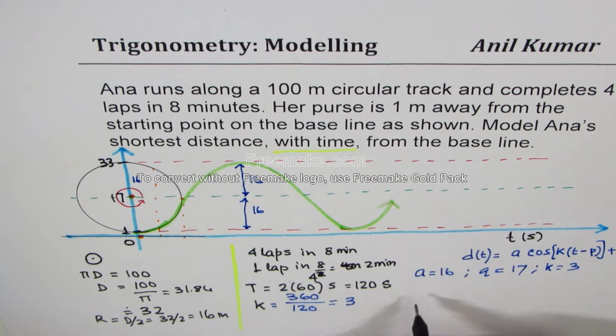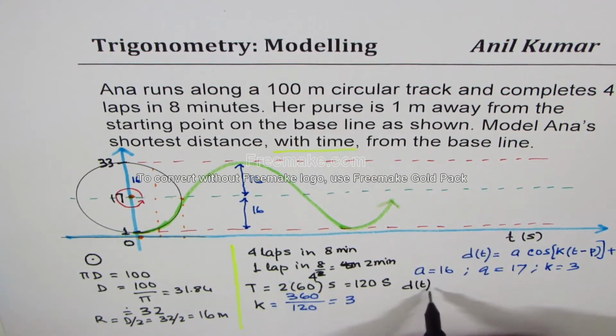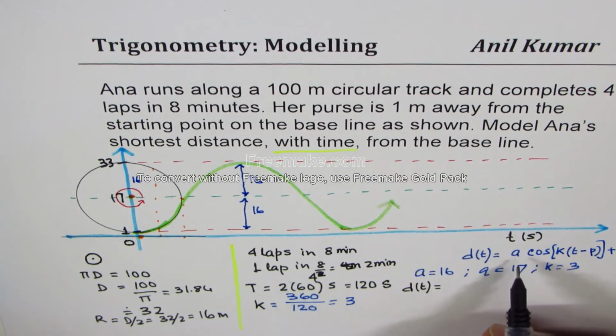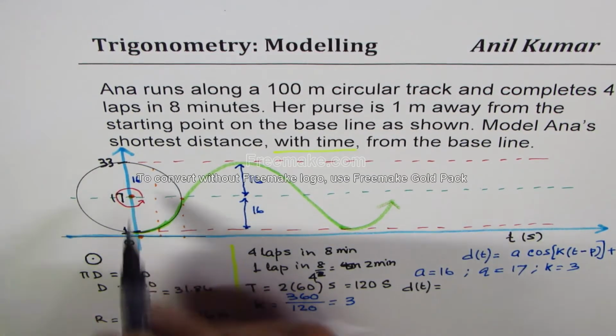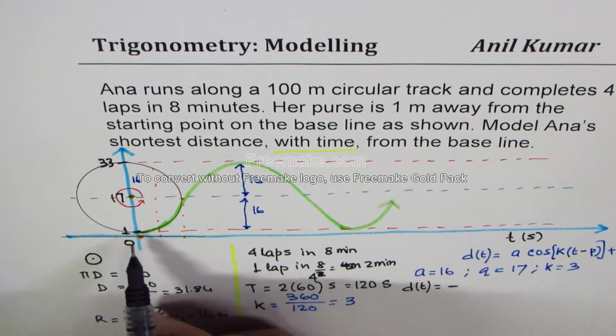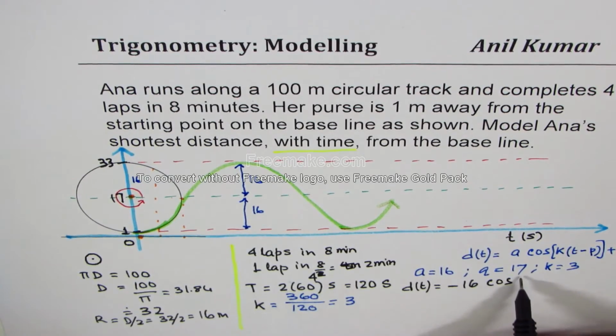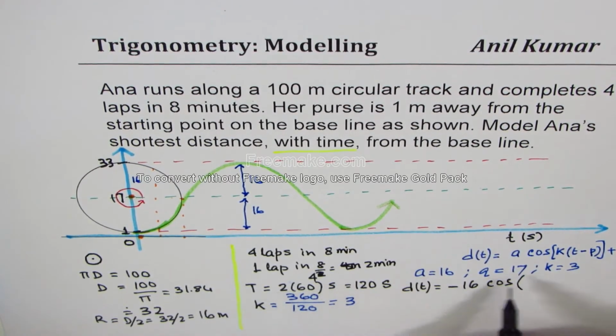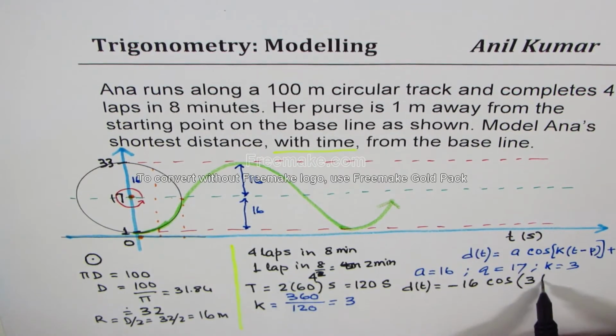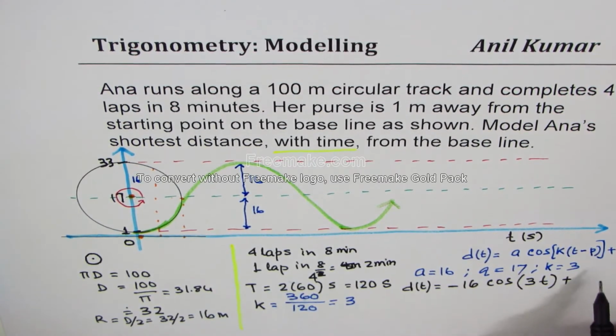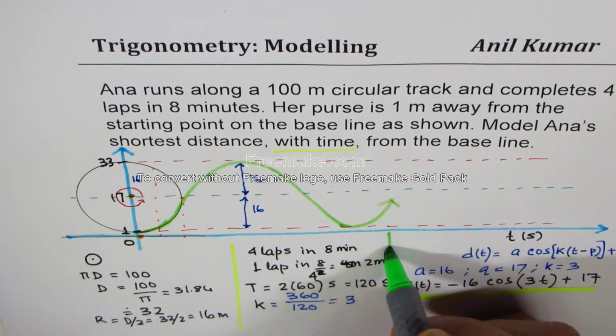So with that, we can write down the equation as distance of t equals the value of a rounded to whole numbers, which is the radius, 16, but I'm writing negative since it starts with a minimum, not a maximum. 16 cos of k, which is 3 for us, times t, plus q, which is 17, right? So in this particular case, that becomes the equation. Is that clear? I hope the method is also clear. If you have doubts, you should definitely post.